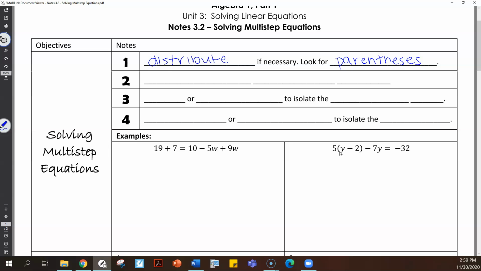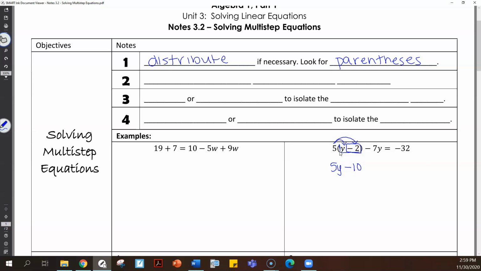So I'm going to take my outside number 5, and I'm going to multiply it by any terms that are here on the inside. So I'm going to do 5 times y. Remember, when I'm multiplying, this y is actually a 1y. And when I'm multiplying a regular number by a variable term, I'm going to just multiply the two outside numbers, and then I'm going to bring the variable with it. So I'm going to do 5 times 1, which is 5, and y is going to come down. Then I'm going to do 5 times negative 2. Make sure you're being careful of your signs here. 5 times negative 2 is negative 10.